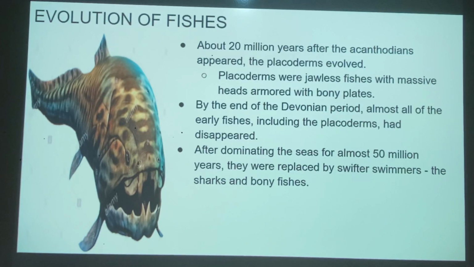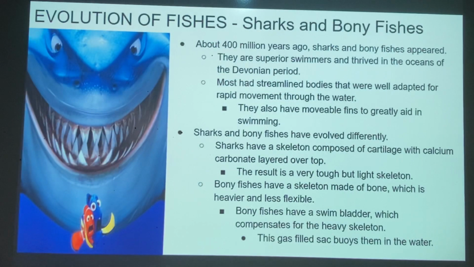By the end of the Devonian period, almost all of the early fishes, including the placoderms, had disappeared. And after dominating the seas for almost 50 million years, they were replaced by much swifter swimmers, which we call the sharks and the bony fishes, things that we're more familiar with now. About 400 million years ago, the sharks and the bony fishes were the first to appear. They were the superior swimmers who thrived in the oceans of the Devonian period.